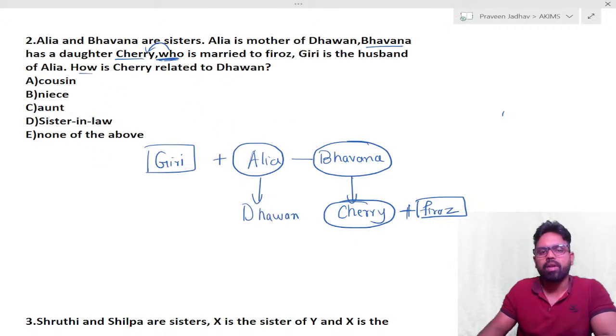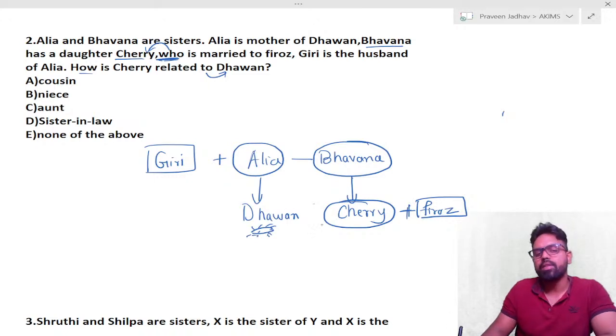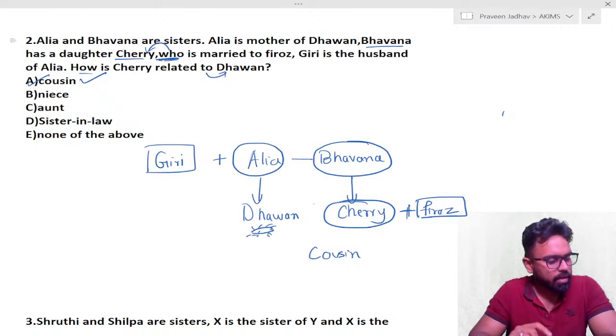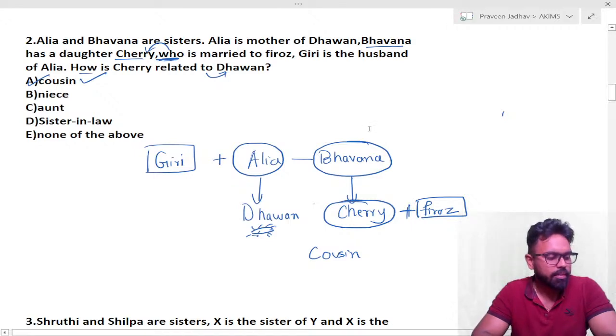How is Cherry related to Dhawan? To Dhawan meaning you have to look from whose eyes? You have to look from Dhawan's eyes. To Dhawan, Cherry will be who? Cousin sister. Do I have that cousin sister option here? No. Do I have a cousin option? Mark it. Getting it, everyone? Easy? Understanding?